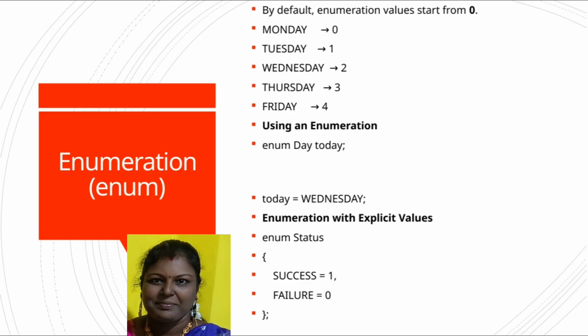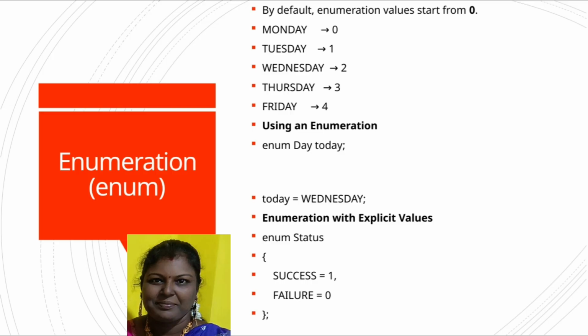We can declare a variable of that enum type, like today, and assign it a specific value, such as Wednesday. Sometimes, we want to set explicit values instead, like defining success as 1 and failure as 0. Enums give us a clear, readable way to handle related constants in our code.